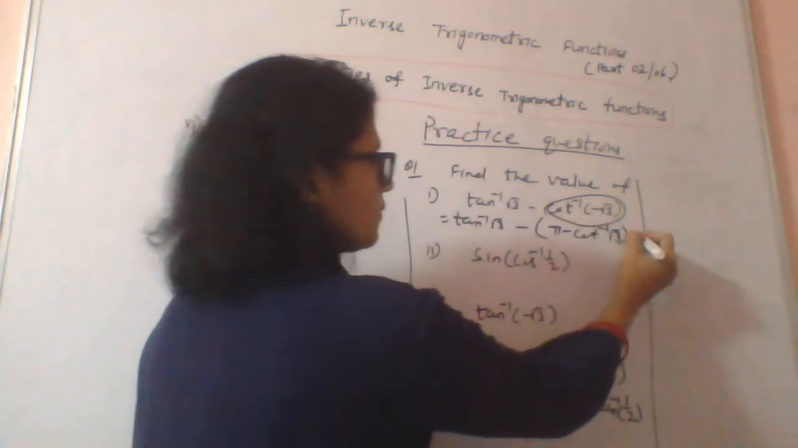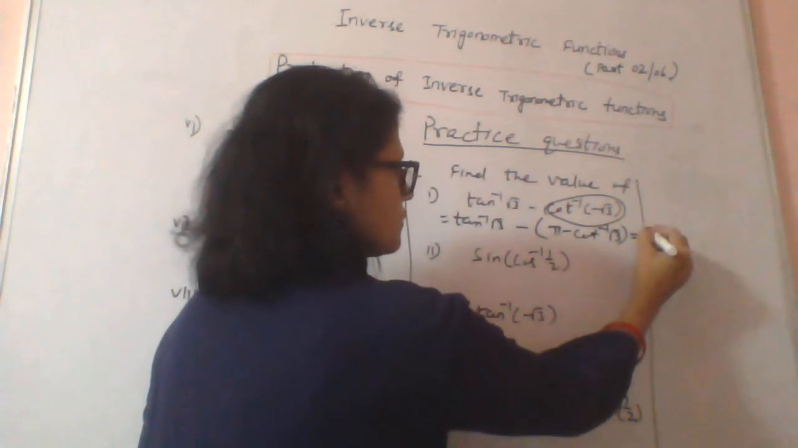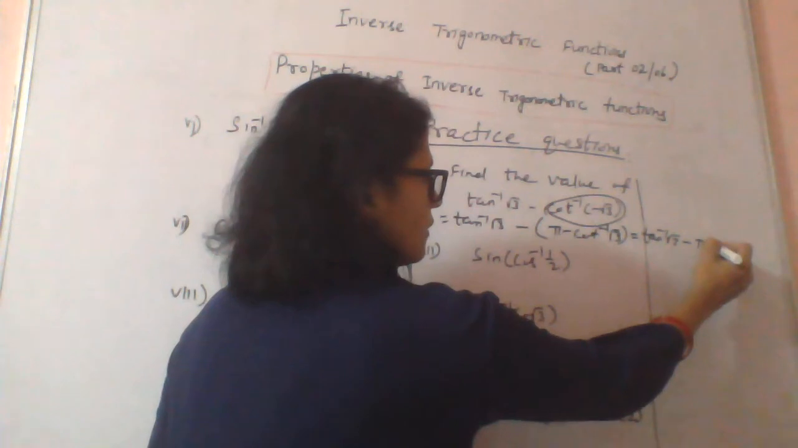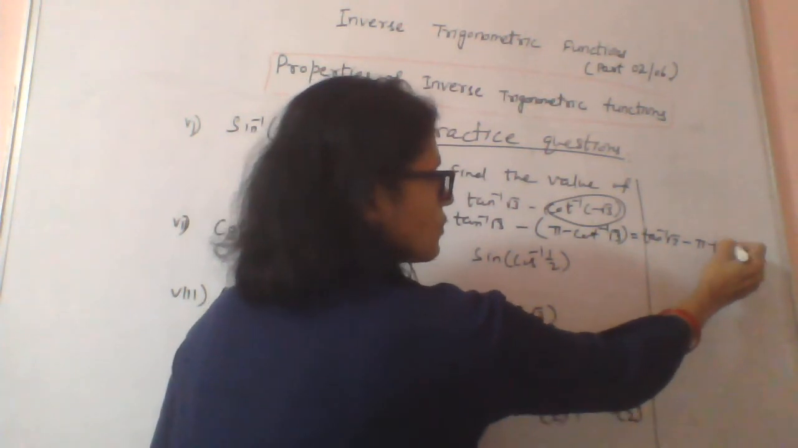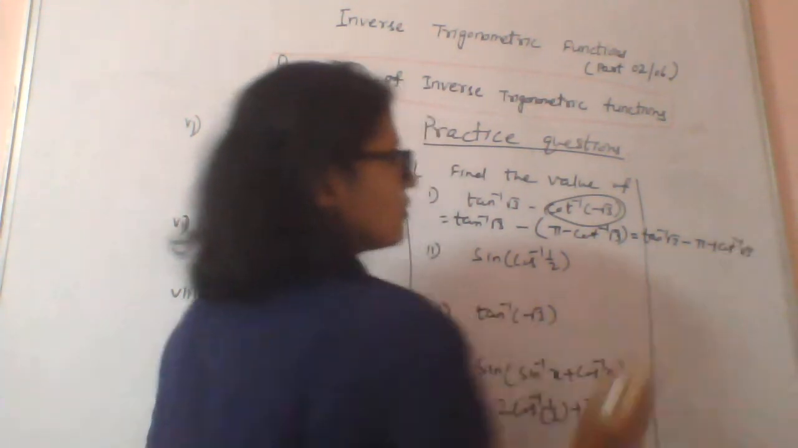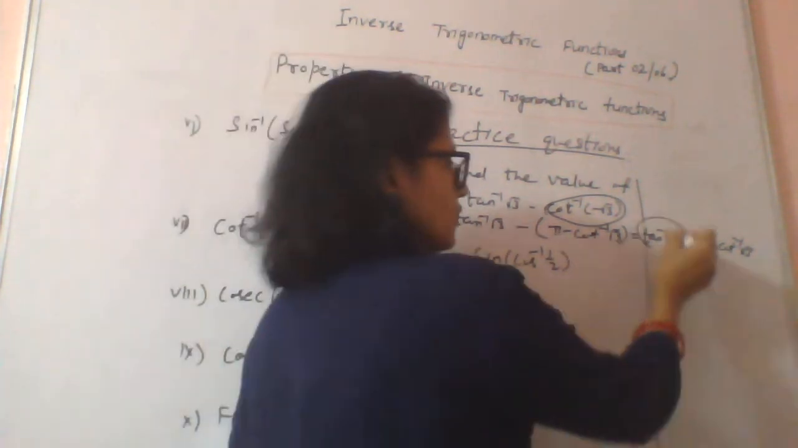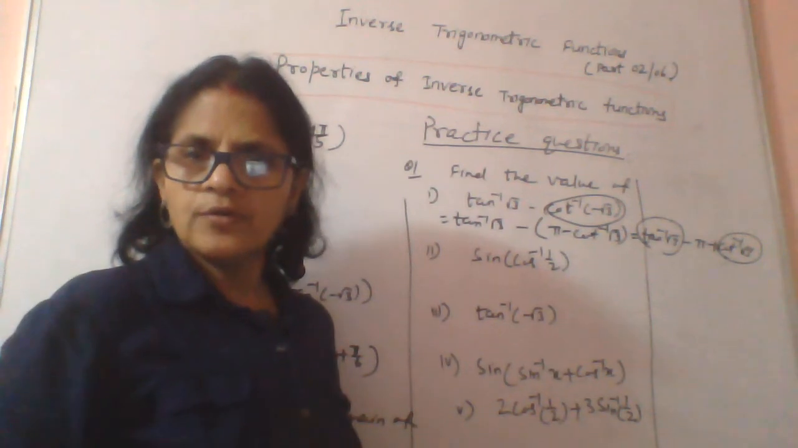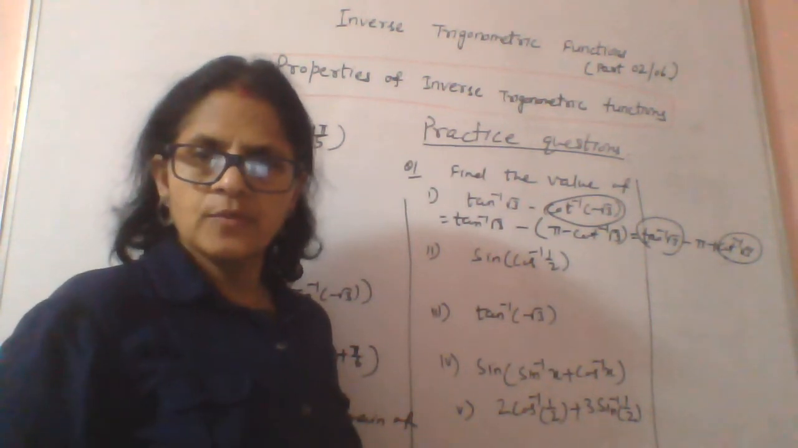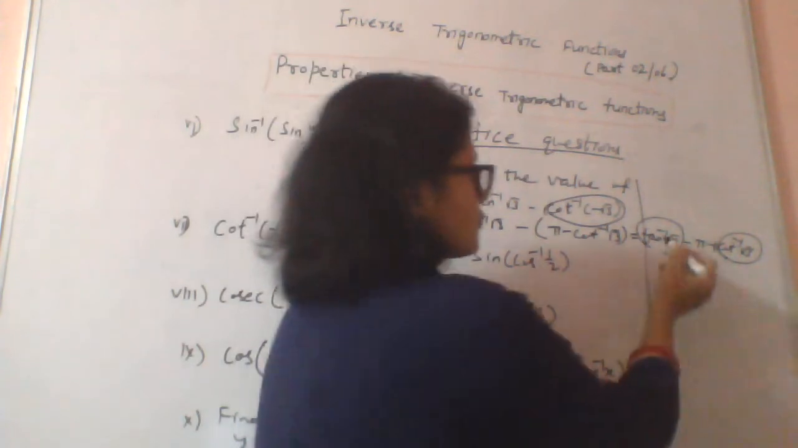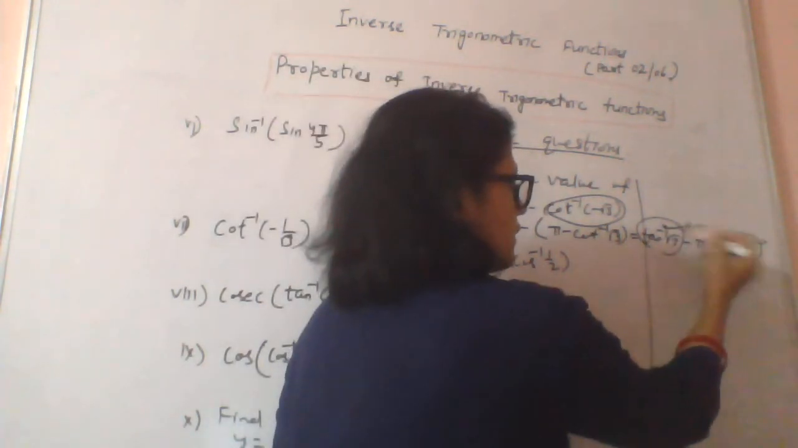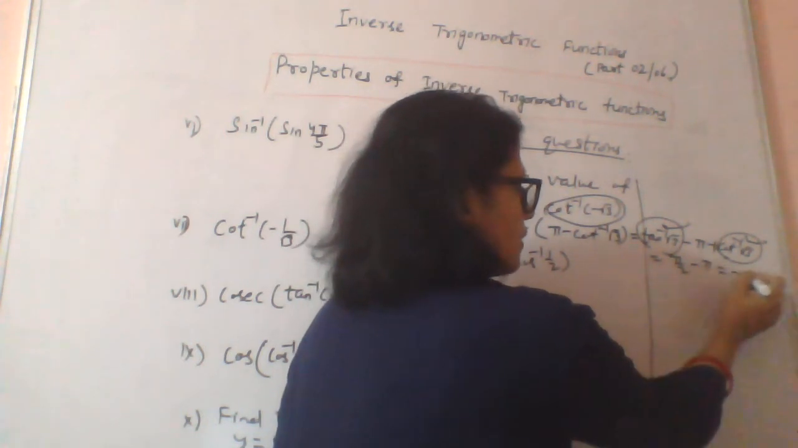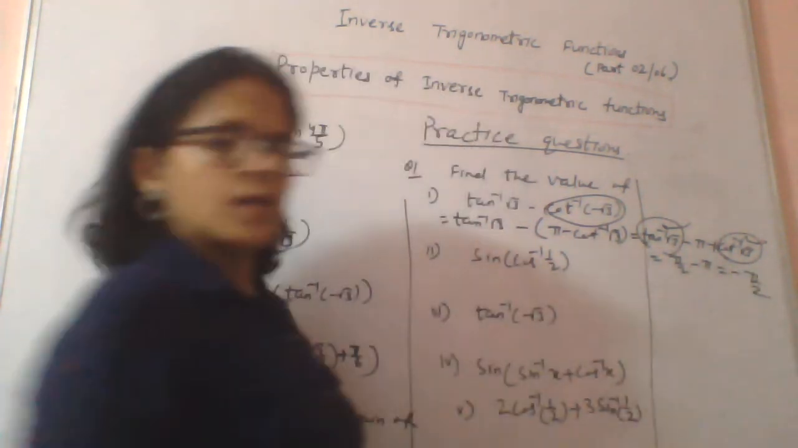If I open the bracket, it is tan inverse root 3 minus pi plus cot inverse root 3. So tan inverse root 3 plus cot inverse root 3 is equal to pi by 2, since tan inverse x plus cot inverse x equals pi by 2. So the sum of these two is pi by 2. Pi by 2 minus pi, your answer is minus pi by 2.